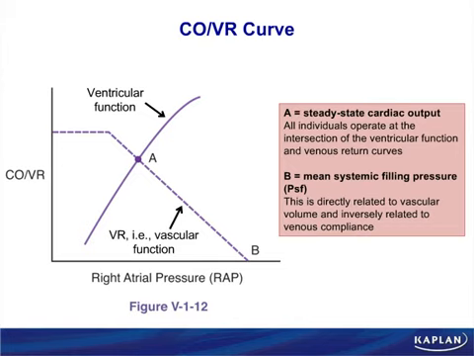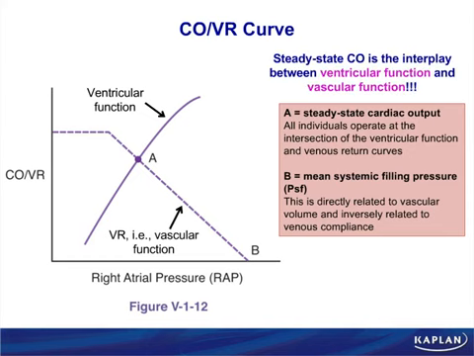All right, this graph puts them together. This is called a cardiac output venous return curve. First of all, pay attention to the axes. X-axis is right atrial pressure. The y-axis is cardiac output / venous return. All right, now, what is this graph telling us? Well, this graph is telling us that steady-state cardiac output is influenced.